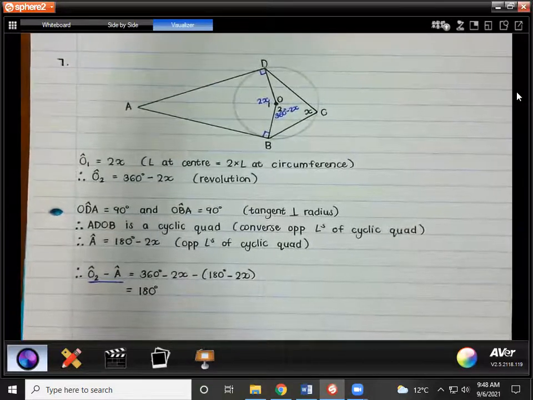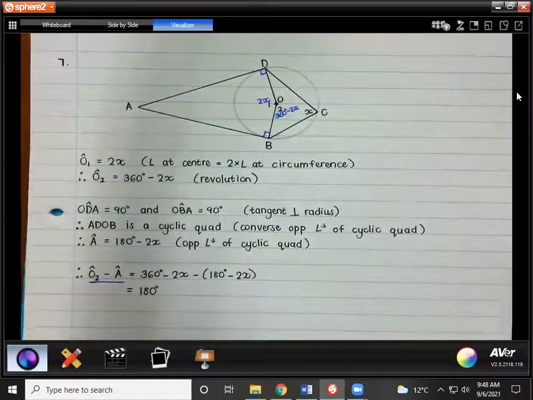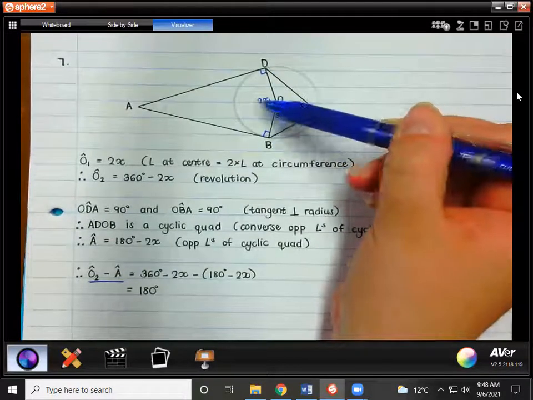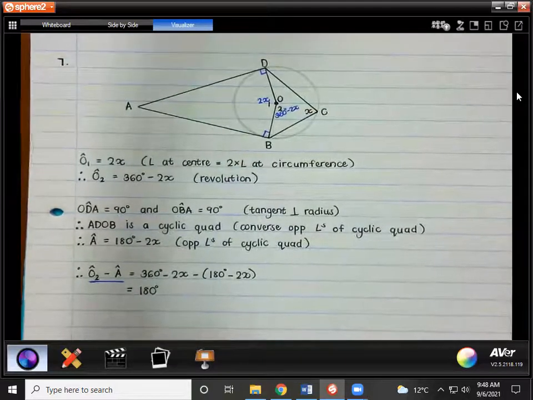Yes. Equals 360. That's what I think. Yes. Just be 360. Not minus 180 minus 2. Yes, yeah, you could have done that as well. That actually would have been quicker.